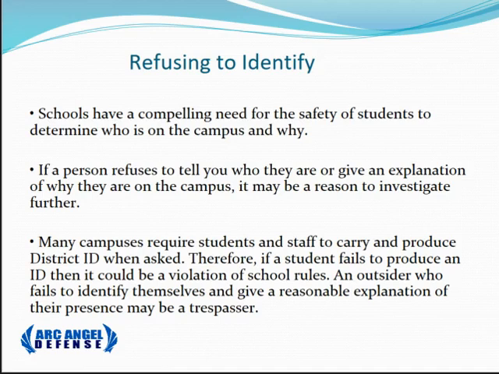Many campuses require students and staff to carry and produce district IDs when asked. Therefore, if a student fails to produce a school ID, then it could be a violation of school rules. An outsider who fails to identify themselves and give a reasonable explanation of their presence may be a trespasser.